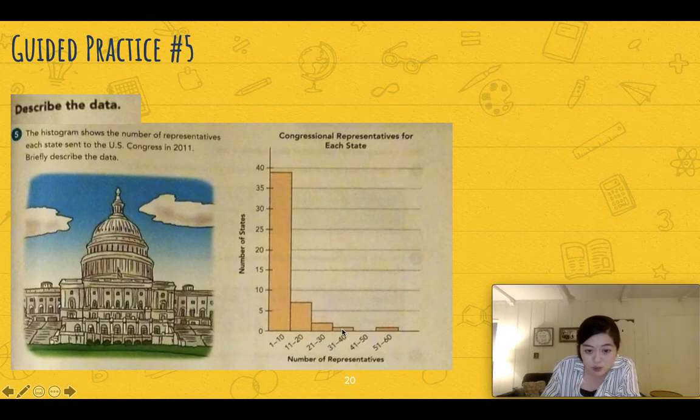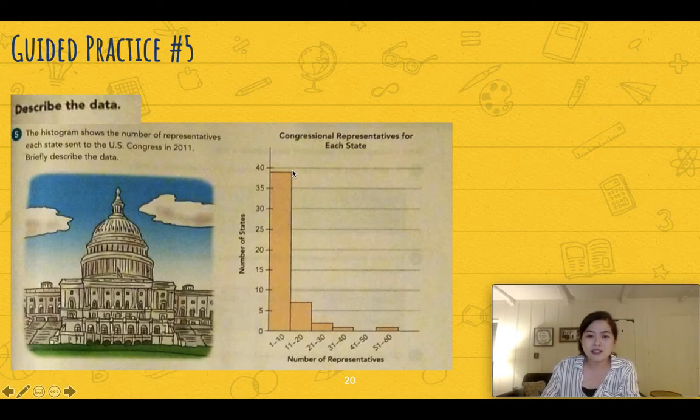I wonder if that's a 1 here, right? Is that the same size as that? Yes, it looks like it's the same size. So that might be a 1. One state also has 31 to 40. I'm guessing it's a 1. All right, so yes, most states have between 1 to 10 representatives.